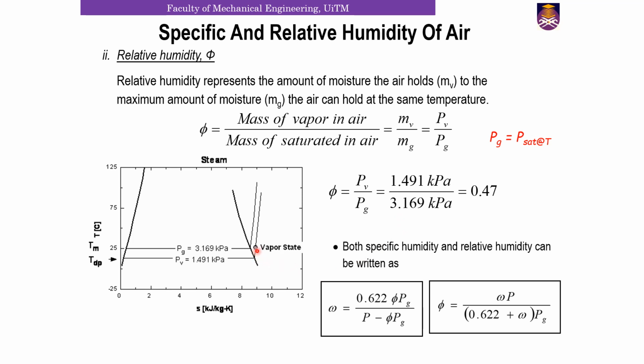Now, a point to note here, both specific humidity and relative humidity can be written as shown in this formula and also in this formula. So they are interconnected. If you want to find your specific humidity based on the relative humidity given to you, you can use this formula. And if you want to find relative humidity based on the specific humidity given, then you can use this formula. And bear in mind, Pg is nothing but your saturation pressure at the given temperature. We will see in the examples later on how to use these formulas to calculate your saturation pressure and also your vapor pressure as shown in the formulas here.